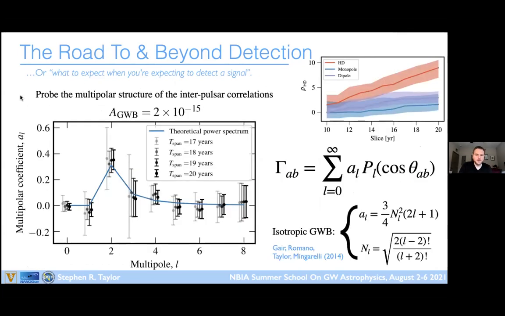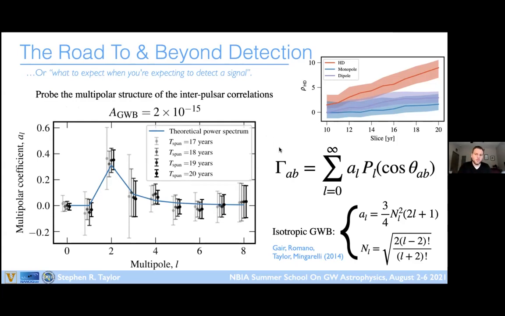I'm not going to focus on this too much, but in anticipation of the fact that we might have additional noise processes in the data set, we'd like to probe the multipolar structure of these cross correlations and to say once and for all whether they're actually Hellings and Downs or something else. As Rahul was mentioning, it could be additional things in there. We could have not just Hellings and Downs, but some sort of flat monopolar signature. We could have a dipole shape in there.